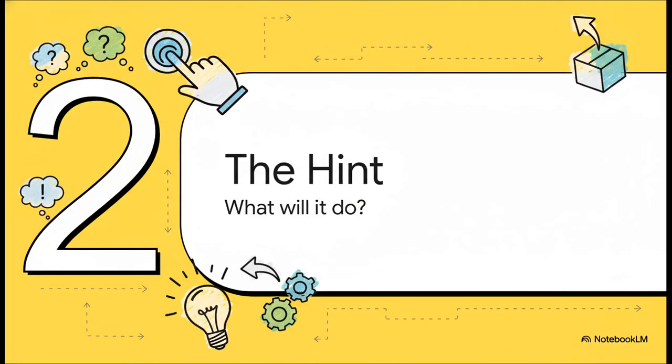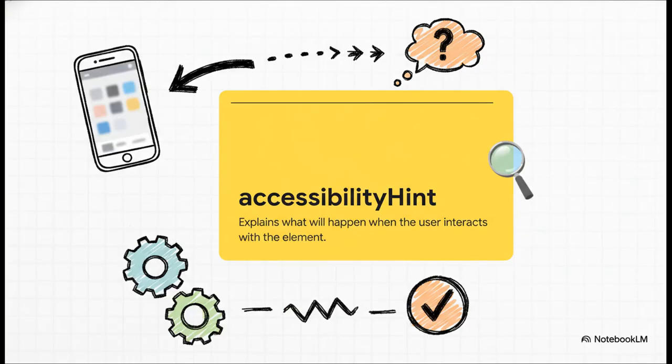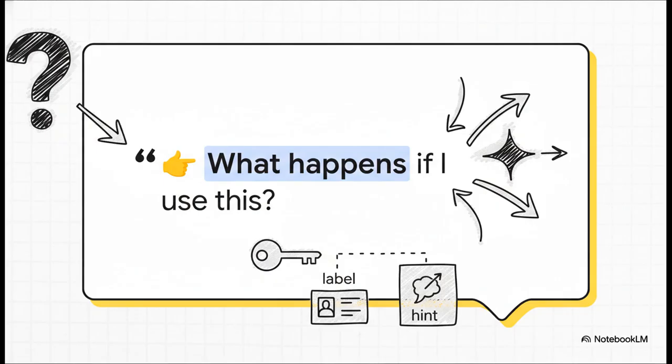Right, so if the label tells us what something is, what's the deal with the hint? Well, the hint is all about answering that next obvious question in the user's mind. Okay, so what happens if I actually tap this thing? The accessibility hint explains the result, the outcome of an action. It's that what's next piece of the puzzle. And VoiceOver reads this after the label. But, and this is important, only if you've actually written one.